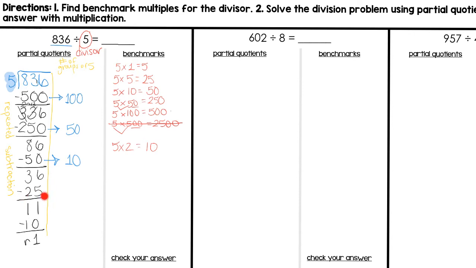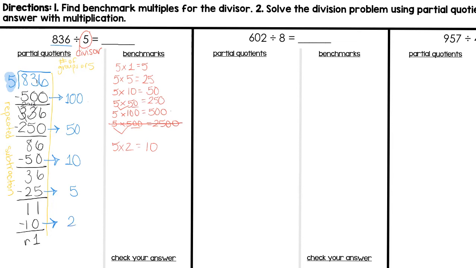Then 25 was the next number that we took away. In 25, how many groups of 5 were there? In our benchmarks, we can see that in 25, there were 5 groups of 5. And then we have 10 is our last number that we took away. In 10, there are how many groups of 5? 2 groups of 5.